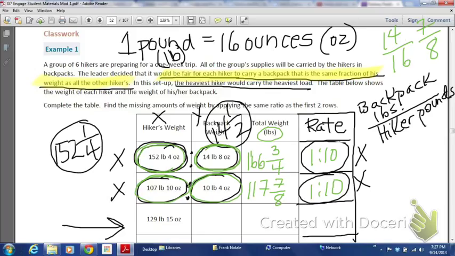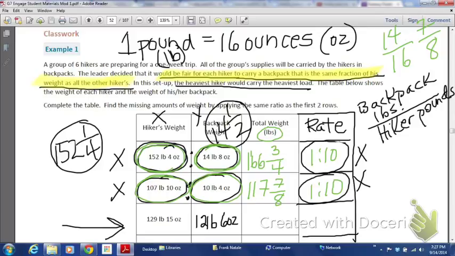which we'll go back here and fill in. 12.375 is actually 12 and 3/8 pounds, which is 6 ounces. That's right, 12 pounds, 6 ounces. Okay? So we do 16 times 0.375, and we get 6. So 12 pounds, 6 ounces is going to be our backpack weight there.